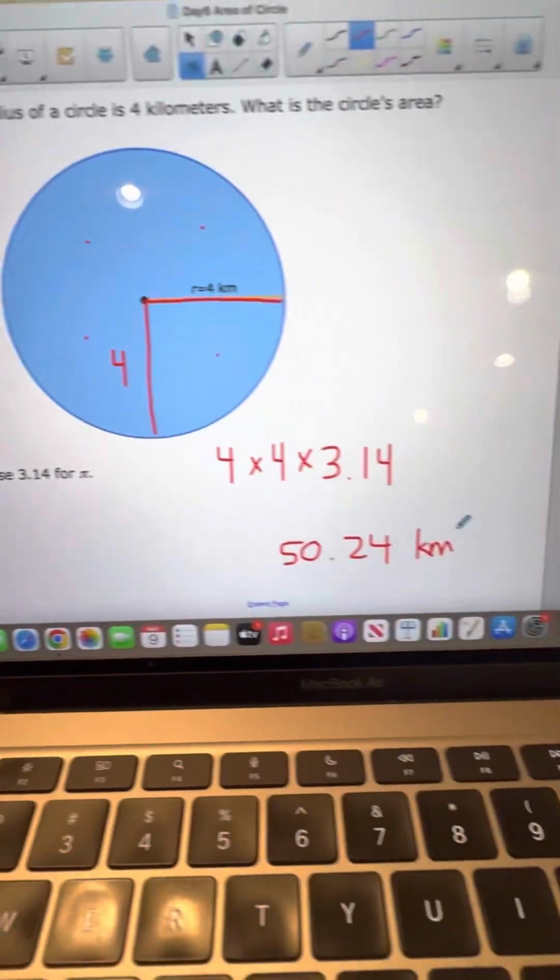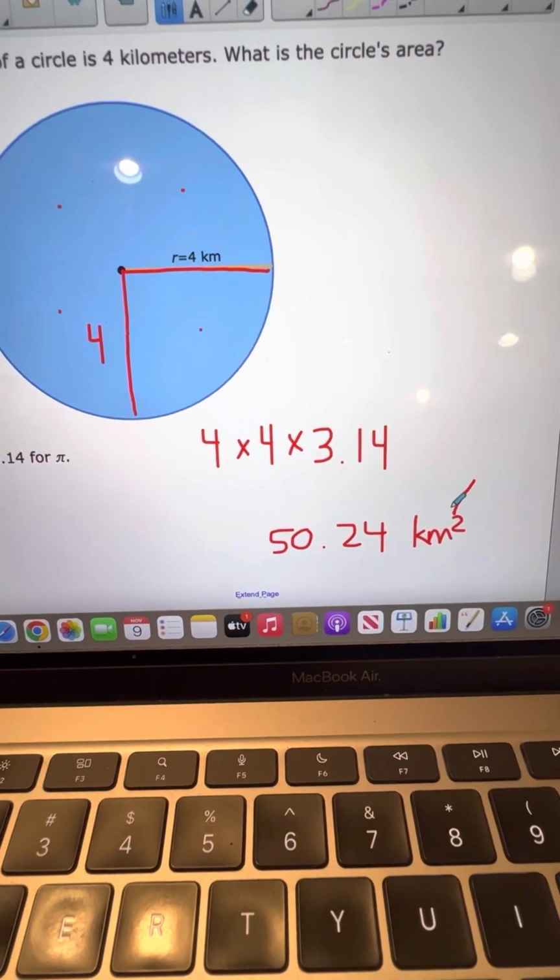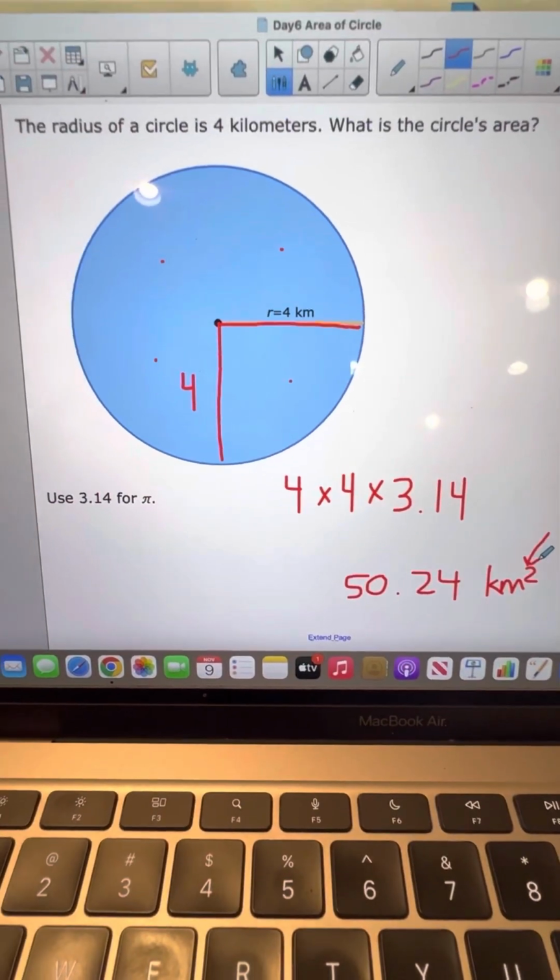And on this question, we're doing kilometers. So I'm doing a whole bunch of little squares the size of kilometers. So make sure when you write your answers, you got that little 2 because we're doing little squares.